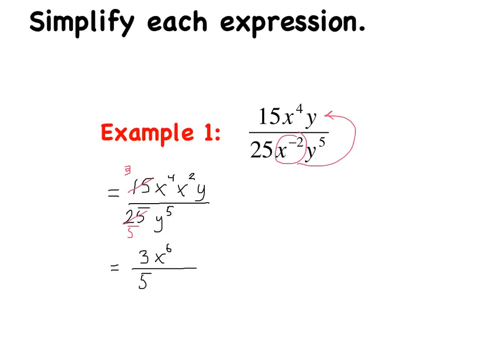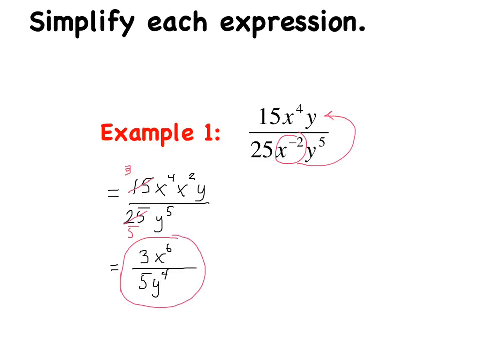And now when we look at our y's, we have y to the 1st power essentially over y to the 5th. Well, there are more y's in the denominator, so the y's are going to stay in the denominator, and I subtract my exponents this time, so I'll have a y to the 4th power in our denominator, and this is as good as it's going to get. Okay?